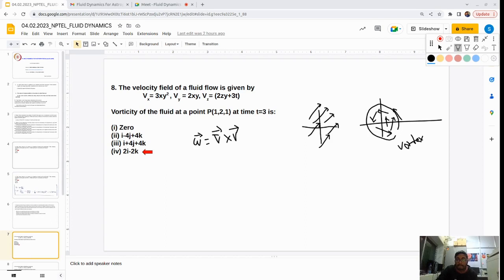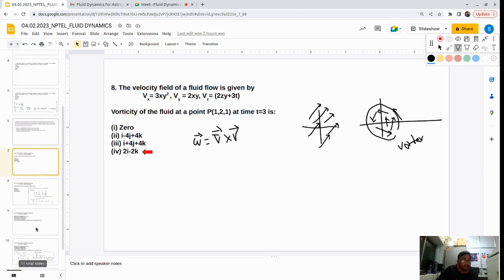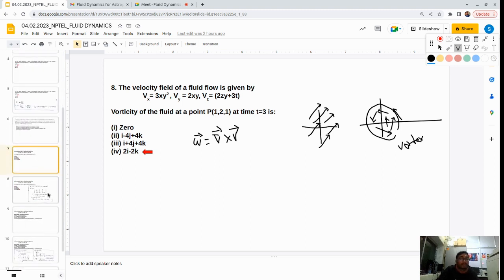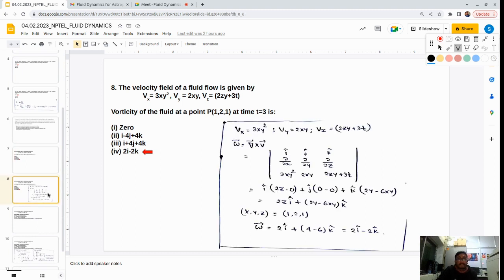Yeah, it is 2I minus 2k. 2I minus 2k, right? Yeah. Okay. So yeah, there is the solution of this. I have tried it by myself once.